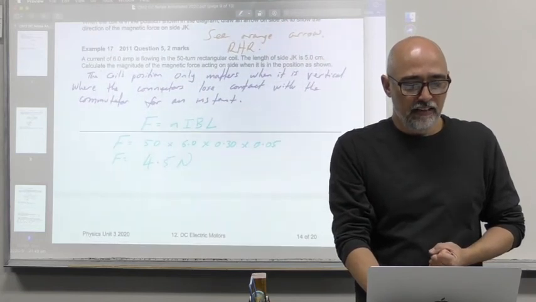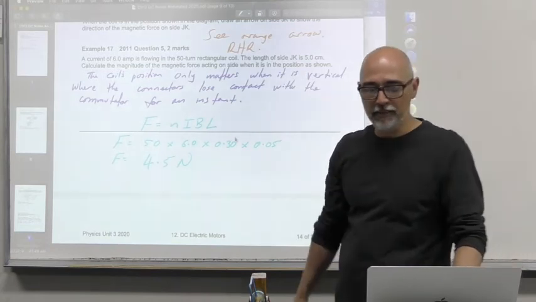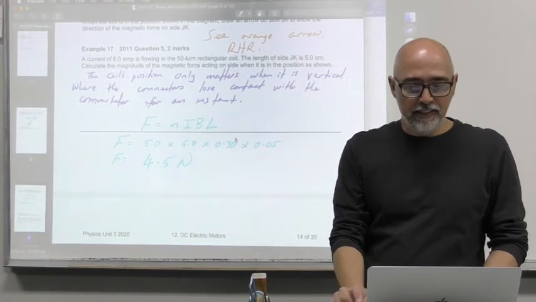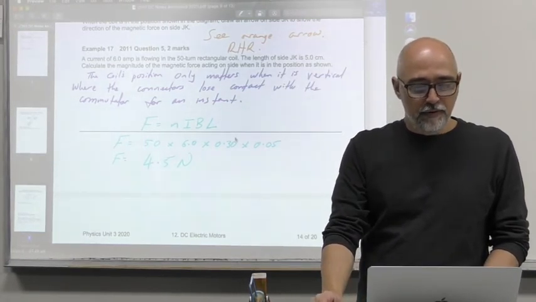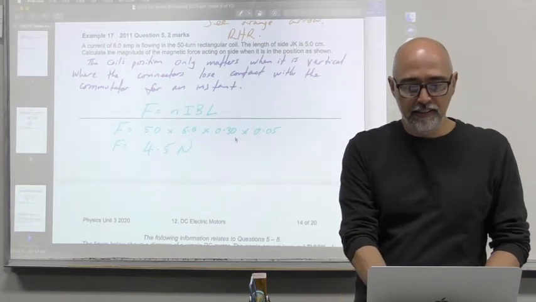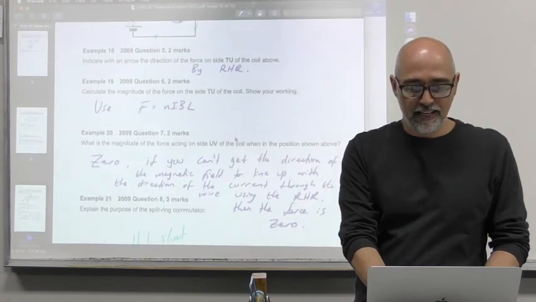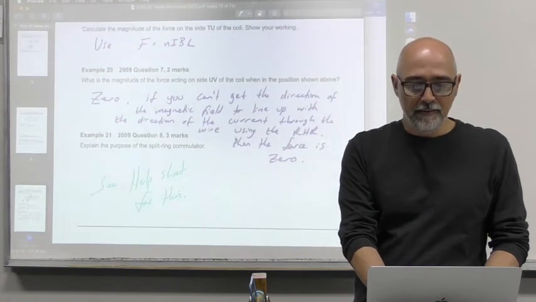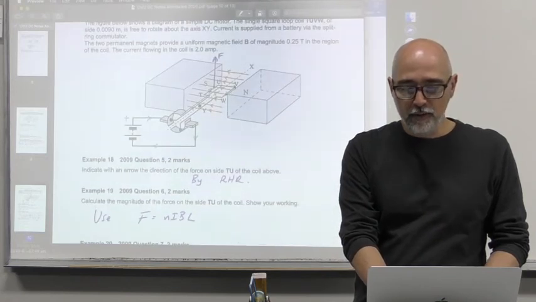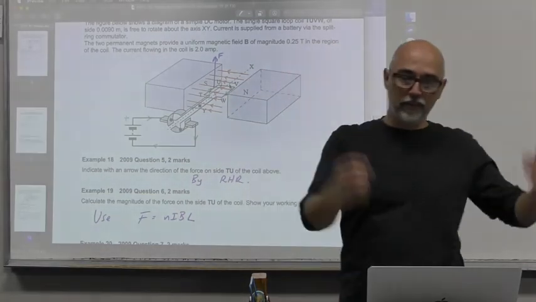Question 17, just an application of Nibble, okay? Force equals NIBL. The coil's position only matters when it is vertical, where the connectors lose contact with the commutator for an instant. That's it. So that gives you the force on there. Again, this is just another standard question. What is the magnitude of the force acting on UV, which is from here to here? From here to here, it's running parallel, so the force is zero.